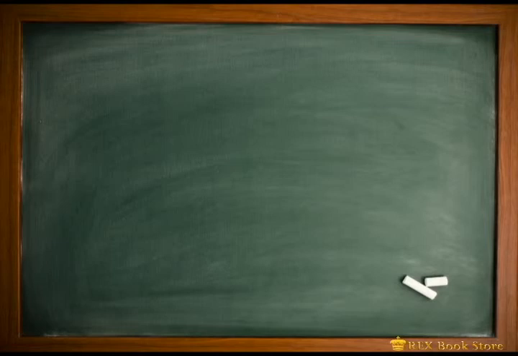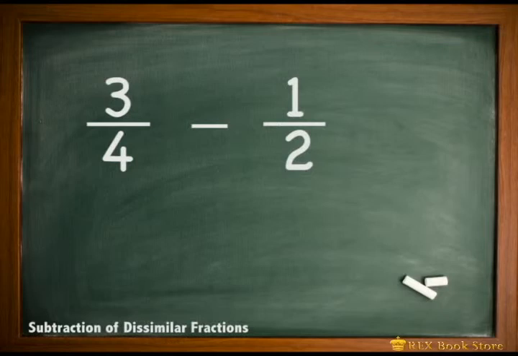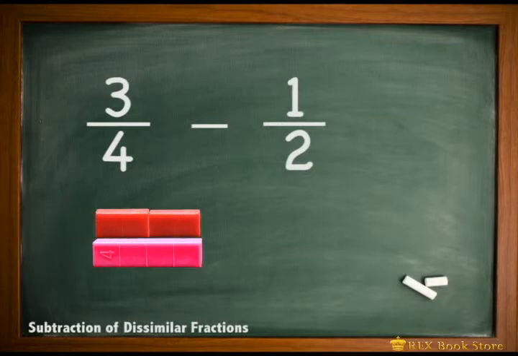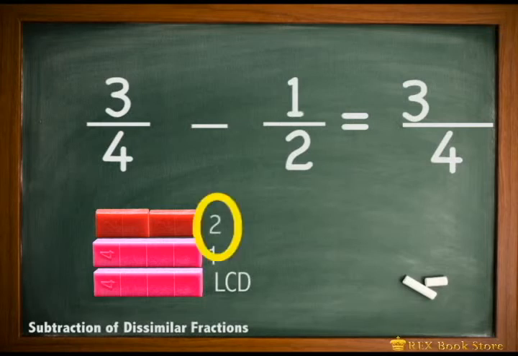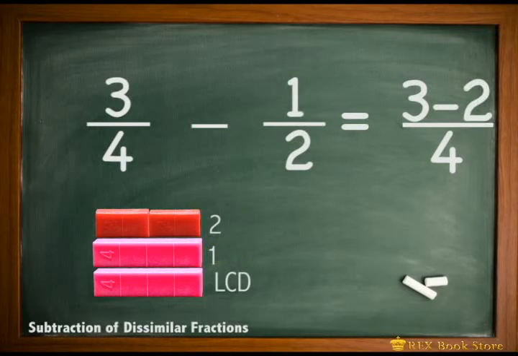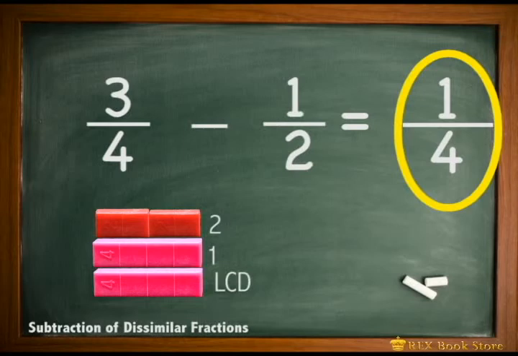Let's have another example. Let's say we have 3 over 4 minus 1 over 2. Our LCD is 4. 1 block of 4 times 3 is 3. 2 blocks of 2 times 1 is 2. So 3 minus 2 is 1. 1 over 4.